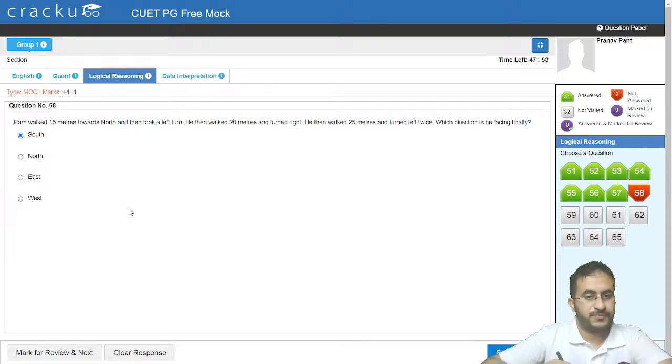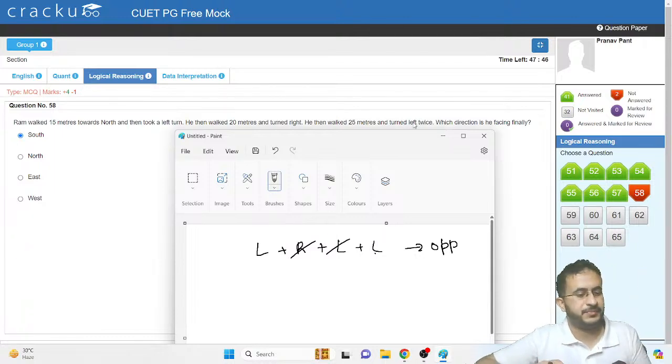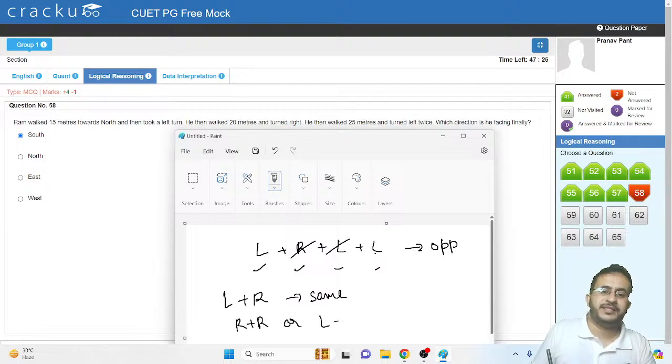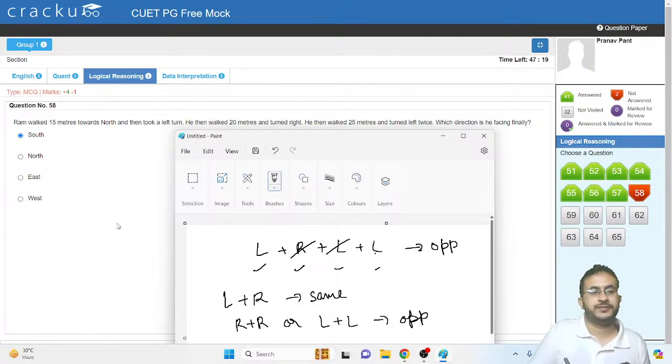We generally have this habit: the direction is asked here, distance is not asked at all. So it does not matter if he walks 20 meters, 50 meters, 100 meters, 1000 meters, you just need to see the direction. So he goes left, then right, then two times left. Okay, so left plus right gives the same direction, so we can eliminate it. Left plus left gives the opposite direction. Always remember, left plus right gives the same direction, right plus right or left plus left gives the opposite direction. So even if 10 directions are given, 10 times it is given, you can easily spot that.